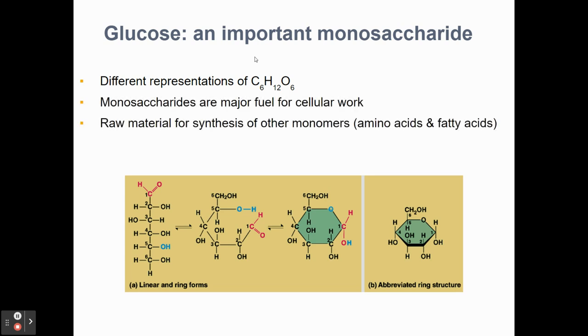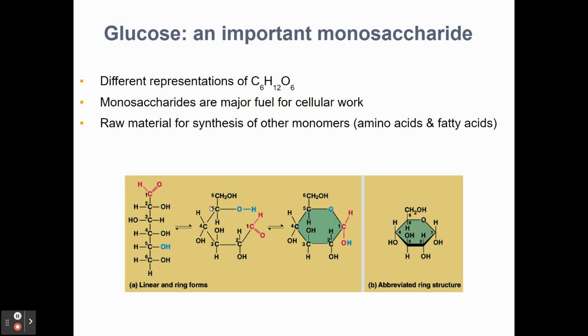Glucose is probably one of the most important monosaccharides that we have out there. Again, it is the raw material for the synthesis of other monomers. It is oftentimes what our mitochondria are breaking down and turning into ATP. And so you must know that one. Generally, whenever you see this sort of 6-sided shape, that represents a glucose.